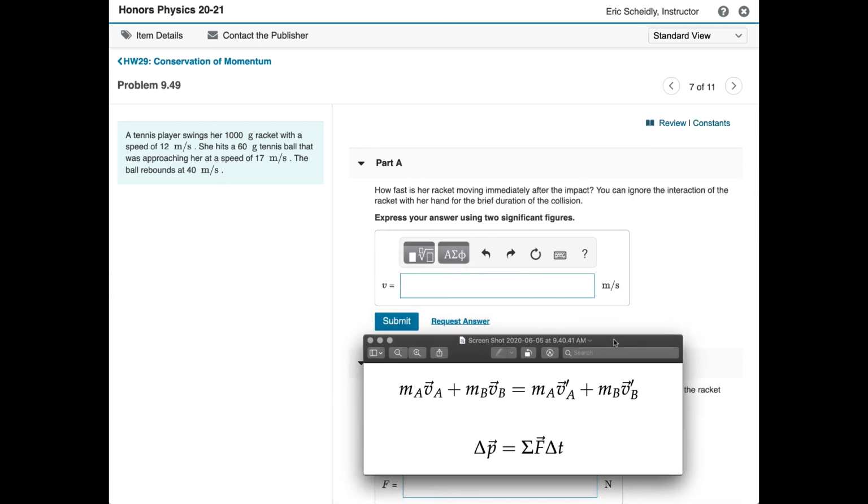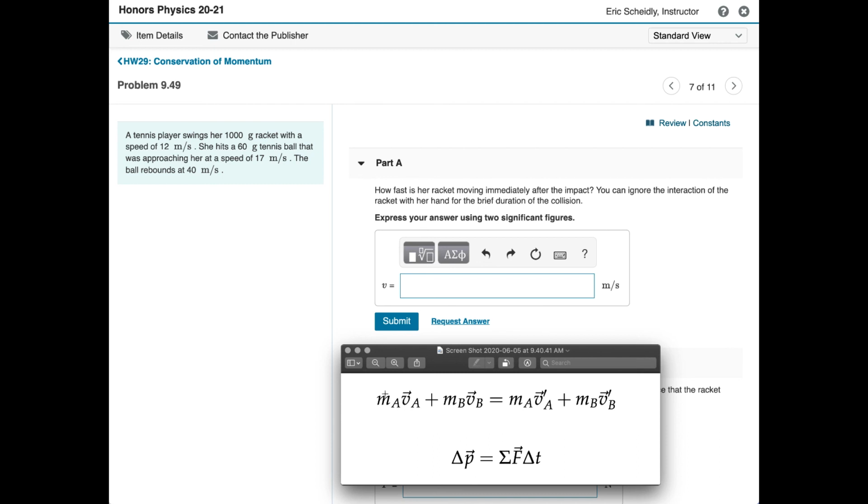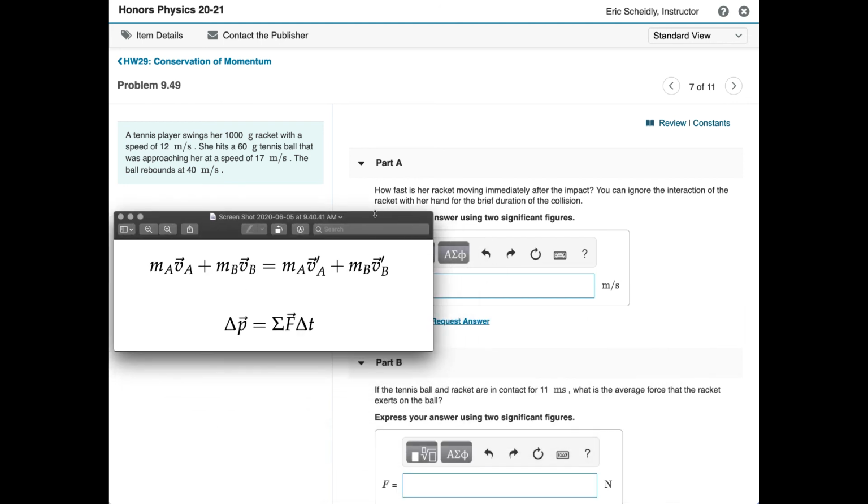So when I do my law of conservation of momentum for this problem, I'm going to have the mass of the racket times the velocity of the racket minus the mass of the tennis ball times the velocity of the tennis ball is equal to the mass of the racket times the velocity of the racket after impact. That is the quantity that I'm looking for, plus the mass of the tennis ball times the velocity of the tennis ball after impact, which will be positive, and I'm given. So I can solve for VA prime, easy peasy, lemon squeezy.